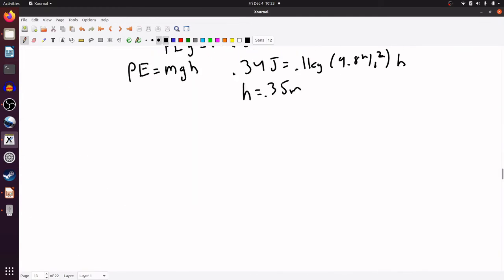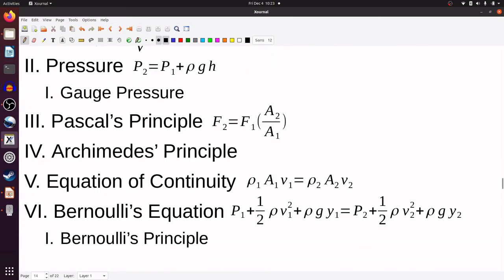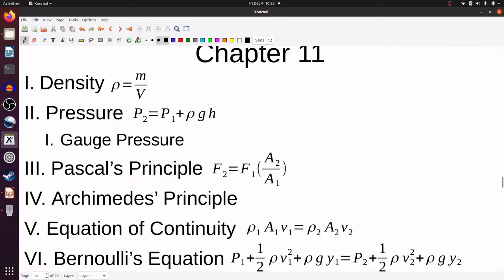All right, chapter 11. A couple of things I wanted to point out here. Pressure, gauge pressure. Gauge pressure is different than regular pressure. Gauge pressure is basically taking the atmospheric pressure and subtracting whatever pressure you have, which I'll call P1, and then that's equal to P2. So it's measured relative to the atmospheric pressure, and it's not the absolute pressure.